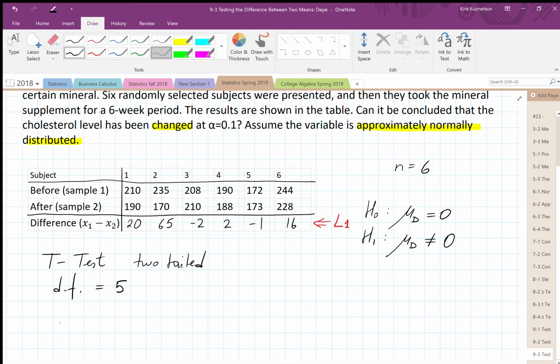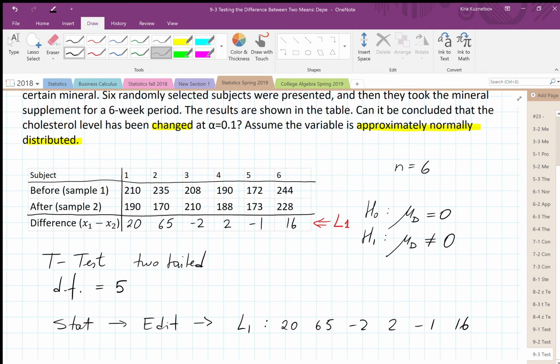So go into stats and edit first. Your L1 should consist of 20, 65, negative 2, 2, negative 1, and 16. If you'd like to follow me with this example, pause, take out your calculator, and continue. 20, 65, negative 2, 2, negative 1, and 16 goes into your L1.